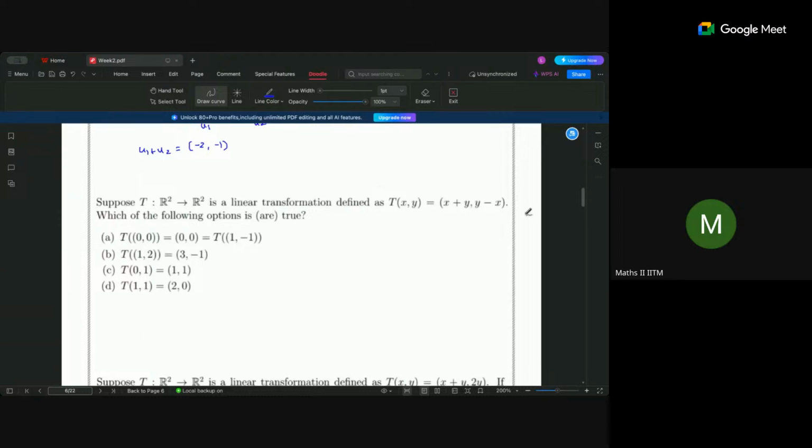So now you are given what is the transformation. You simply have to check these values here. So first condition, T of 0, 0, this part is obvious. What about the other part? What is T of 1 comma minus 1? Just substitute 1 and minus 1 in place of x and y. What will you get?